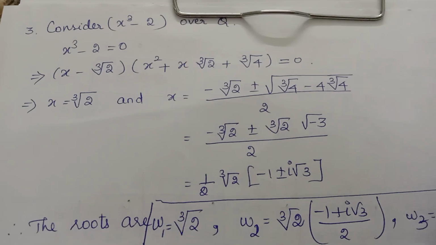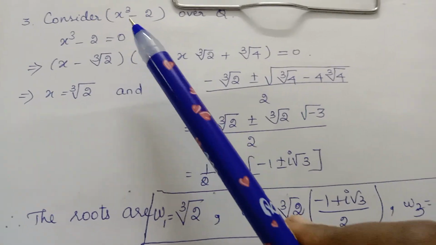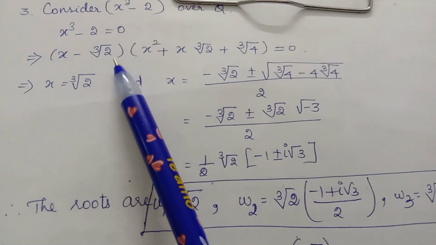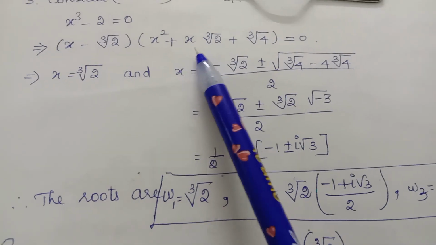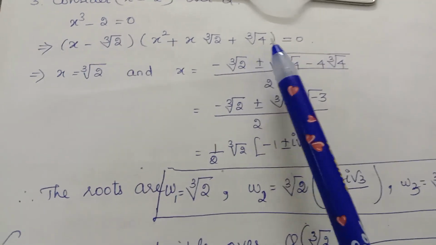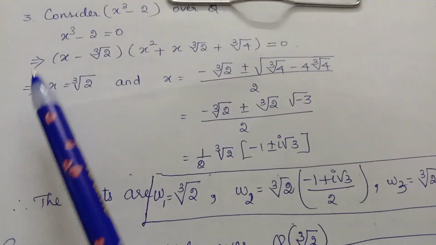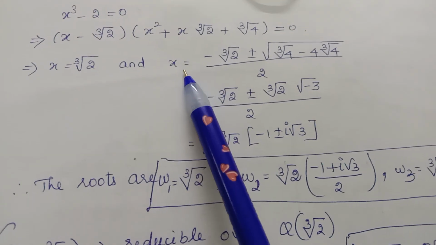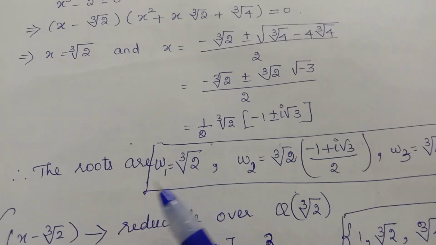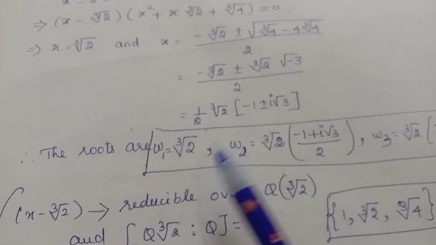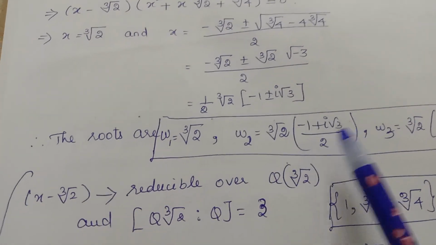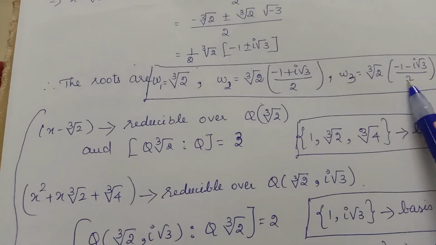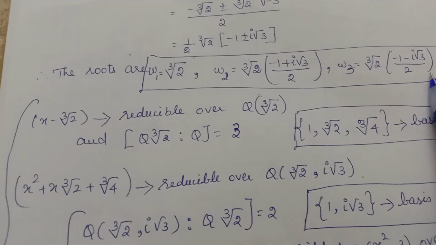This is another polynomial, x cube minus 2 over Q. This is a cubic polynomial. If you factorize this polynomial, you will get x minus cubic root of 2 into x square plus x cubic root of 2 plus cubic root of 4 equal to 0. Therefore, x equal to cubic root of 2 is one root. The other roots are obtained in this way. So the roots are cubic root of 2, cubic root of 2 into minus 1 plus i root 3 by 2, and cubic root of 2 into minus 1 minus i root 3 by 2. So 3 roots we have obtained.